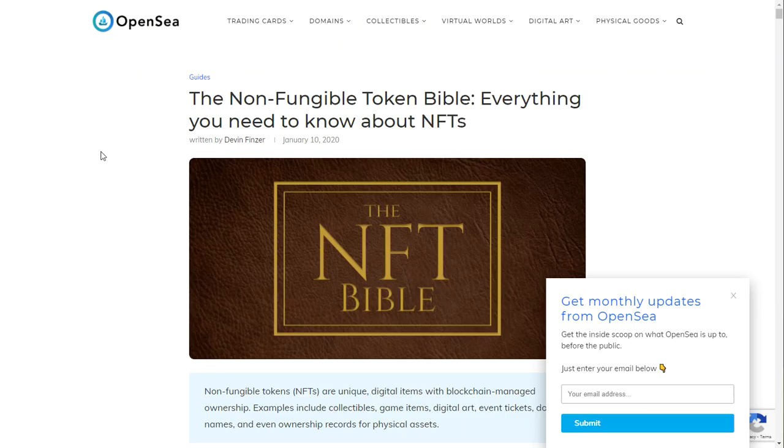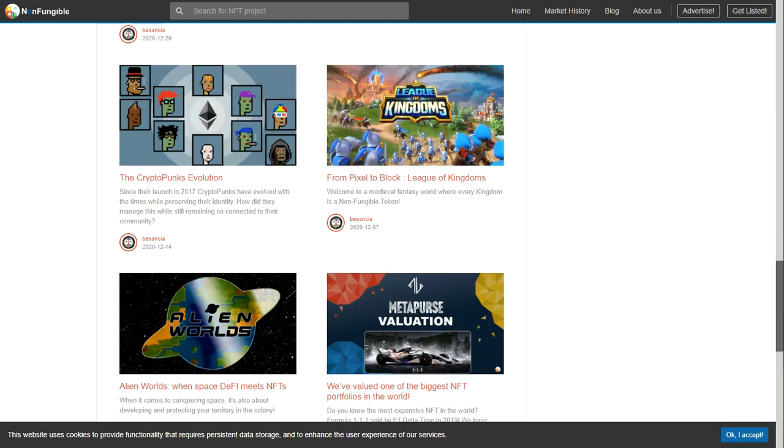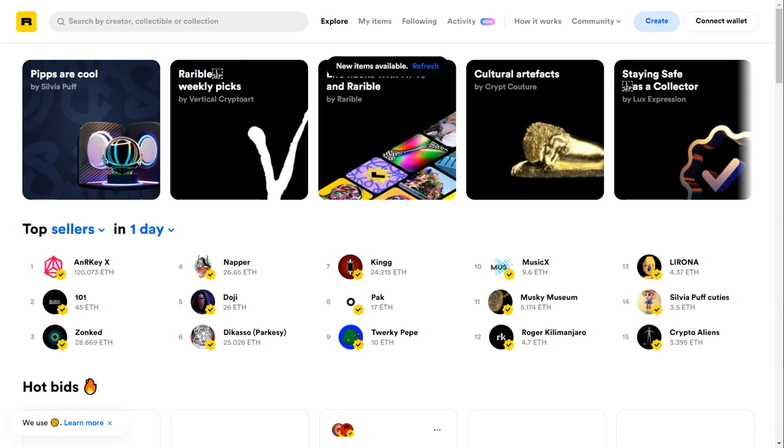Then you have the OpenSea website. They created the Non-Fungible Token Bible, which is a good read where you can find out the history of NFTs, how they're being used now, and where things are going. OpenSea is also just a good website. They also have ways to get started in the NFT space. Then you have Rarible, a place where you can sell your items and also create.